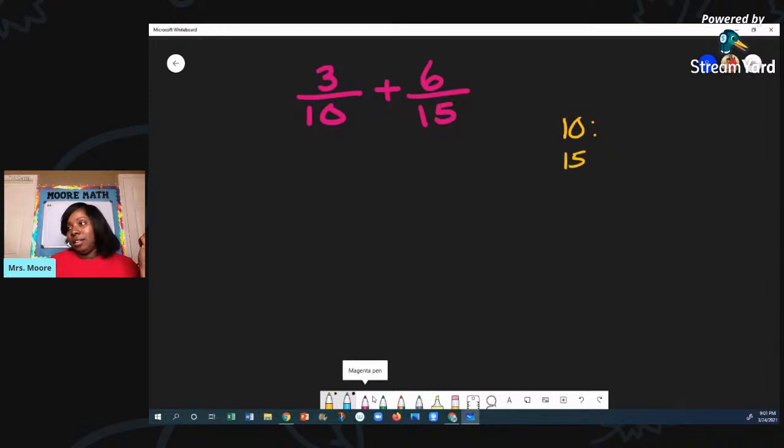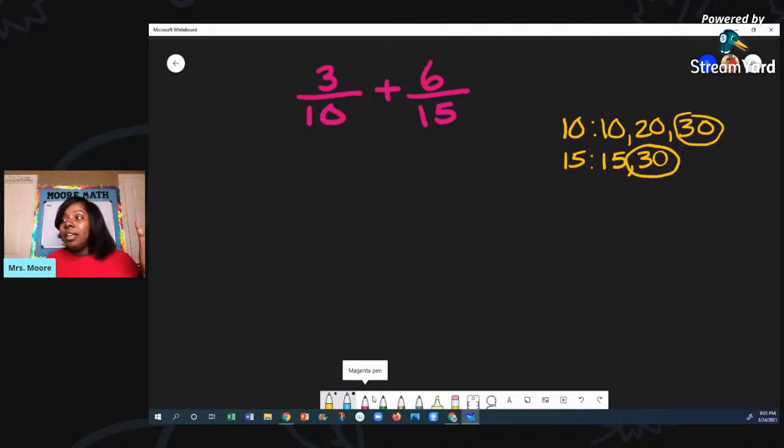watch this. There's an even smaller number here. Count by 15: 15, 30. Okay. Count by 10: 10, 20, 30. What do we notice? And this is a whole lot smaller than 150. It's a lot smaller, which means we're going to have less reducing at the end. Yay! Okay, so let's do 3/10 plus 6/15.